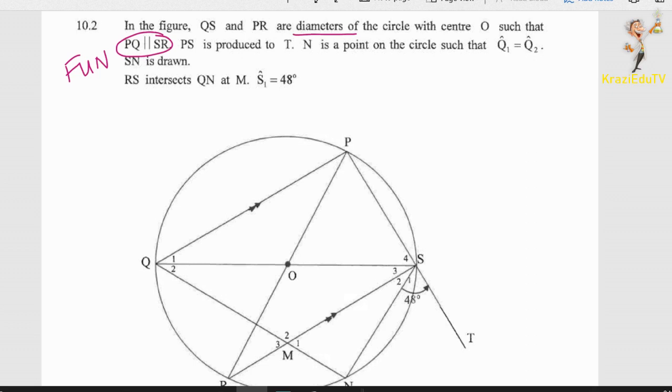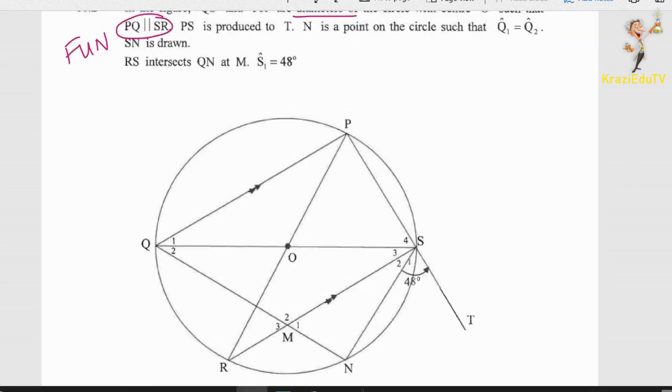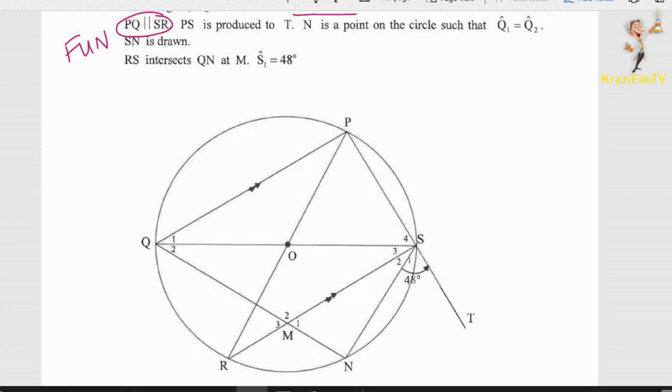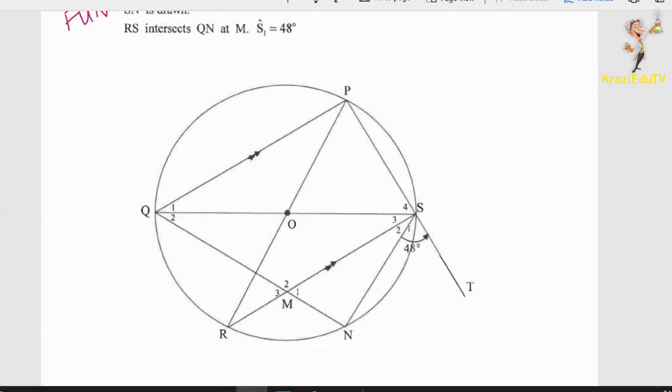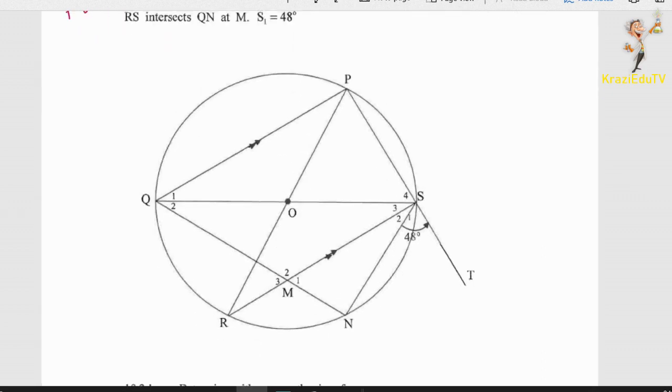Please, you need to keep your eyes on the diagram as well. Once you start seeing all of that, N is a point on the circle such that angle Q1 is equal to angle Q2, and SN is drawn. RN intersects N, and we have a 48 there. Please note, quickly, I know some of you are tempted to say you've seen a tangent here. There is no tangent. It is not, because it passes through the circle. That's one mistake that learners will quickly make and say is a tangent.